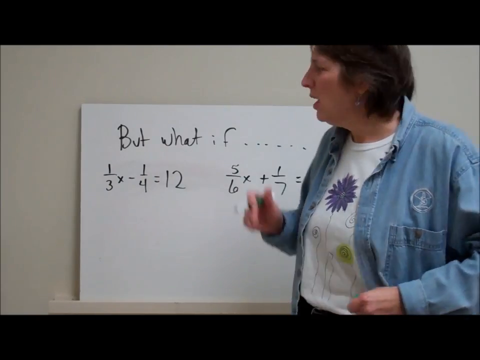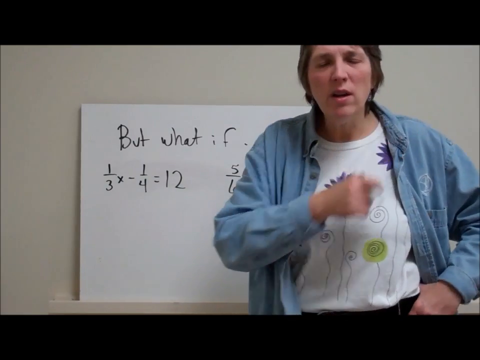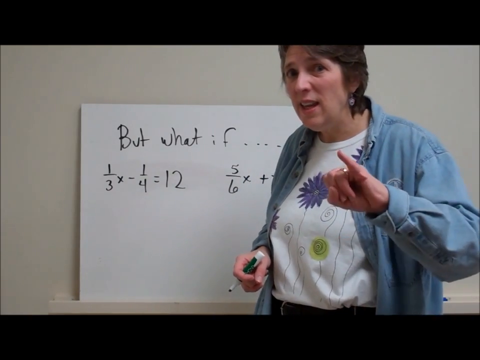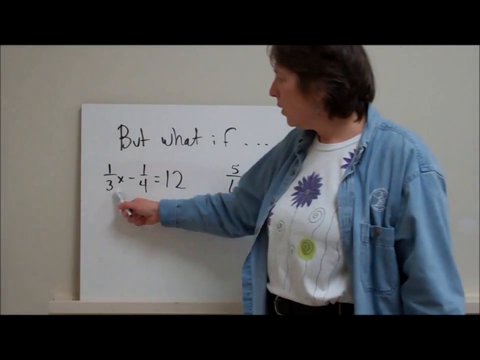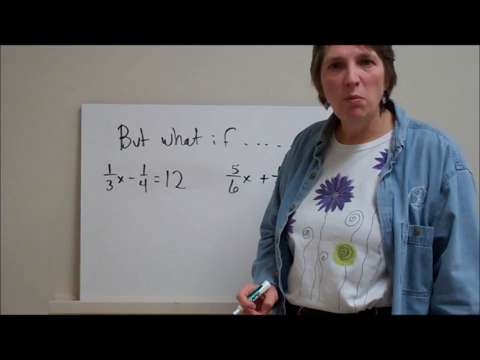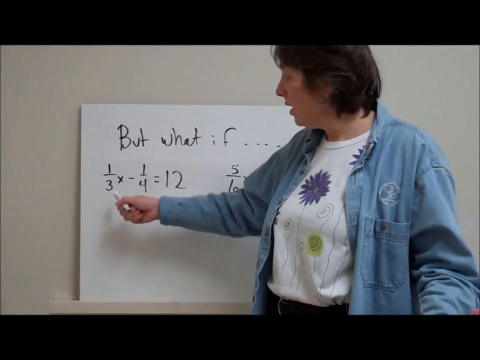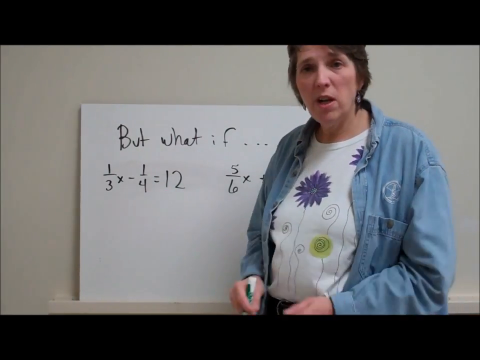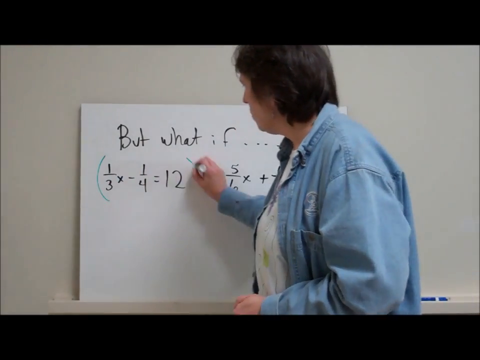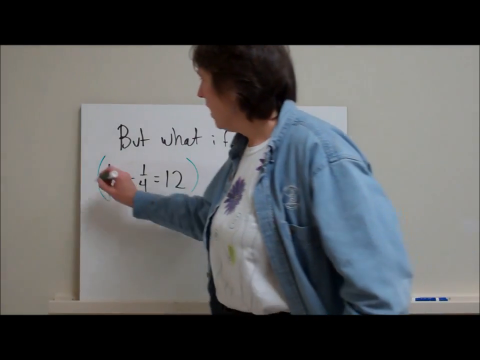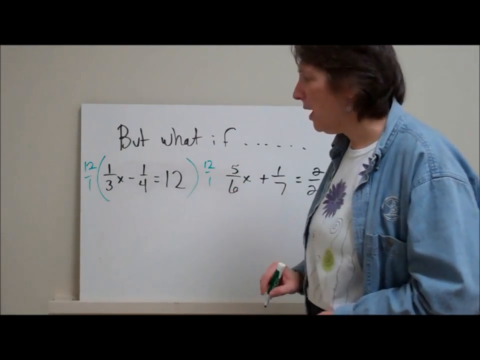So remember, I can do anything I want to an equation as long as I do it to both sides. And the key here is as long as I do it to everything when I'm multiplying. So what I'm going to do is find the least common multiple, or a common denominator, of these fractions. What is the least common multiple of 3 and 4? 12. So I'm going to use those giant parentheses, and I'm going to multiply everything throughout the equation by 12 over 1.